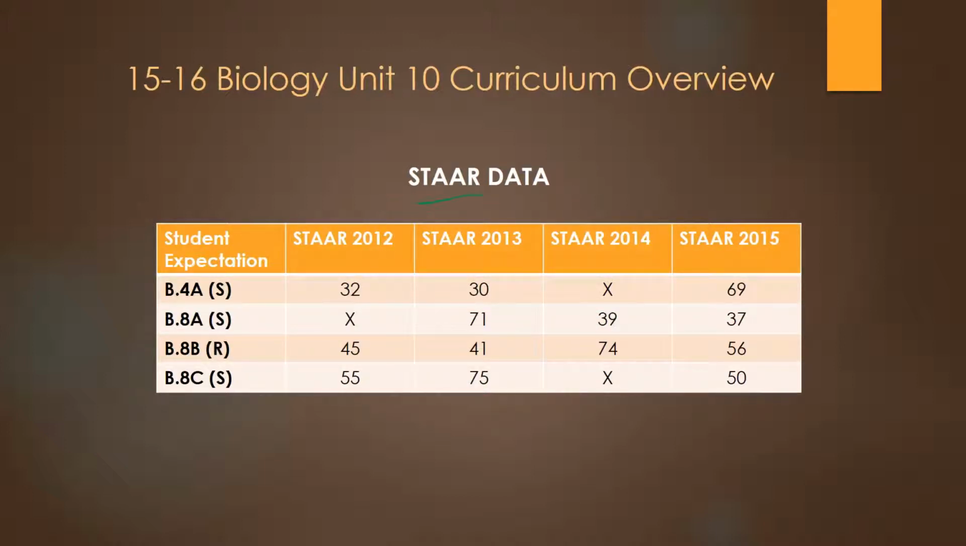Now, looking at our STAAR data, we can see that in 2013 and 2015, all four of these SEs were assessed each of those years. Looking across how we did on those SEs, we progressively got better with 4A because it spiraled in so much. On 8A, we did not do so well in 14-15 as we did in 13. It was not assessed in 12.